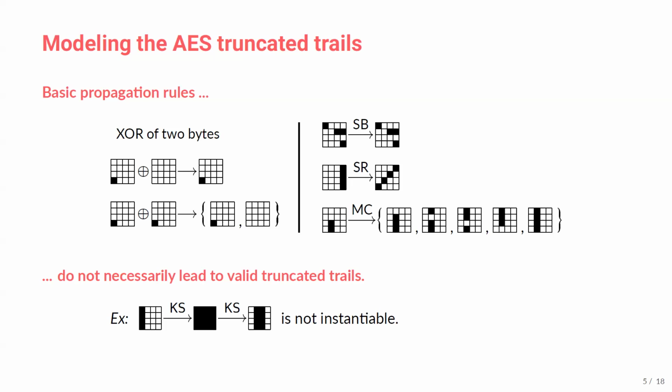Here, for example, the left part of the trail is instantiable, and so is the right part. But for the right part to be instantiable, some bytes must be equal. And if these bytes are equal, the left part is not instantiable. So there is an inconsistency.